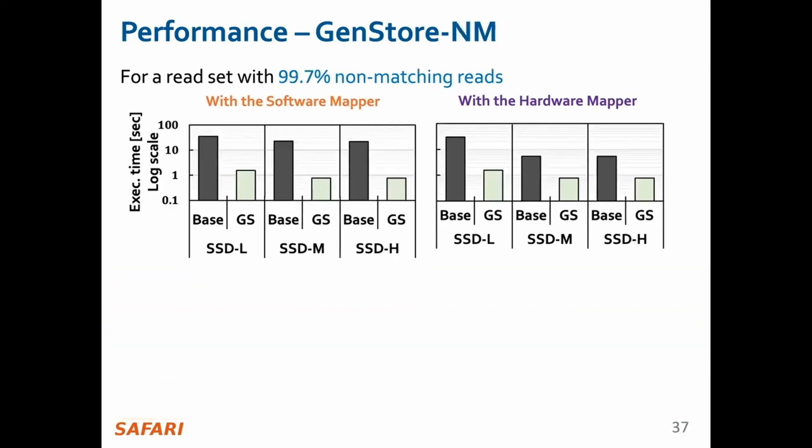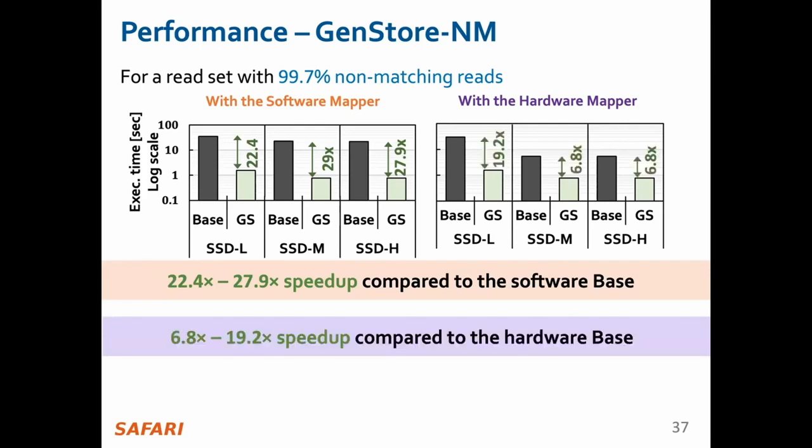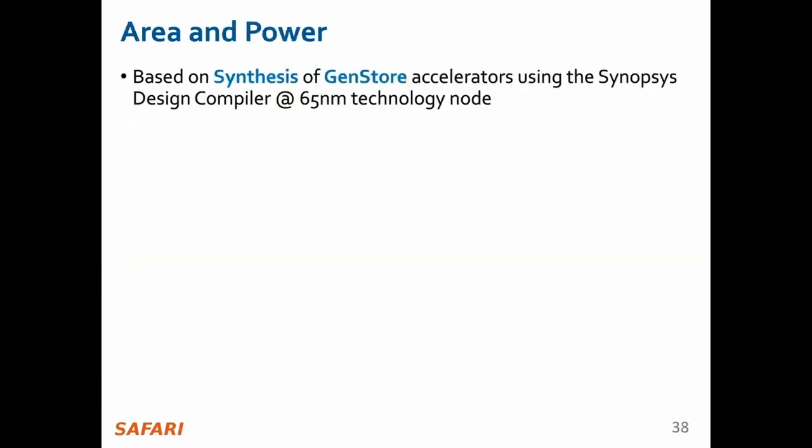Now we analyze the benefits of GenStore-NM for a 12 gigabyte long read set with a high degree of genetic variation compared to the reference genome, where a large fraction of reads do not match any subsequences in the reference. And we show the benefits on software and hardware mappers. GenStore provides up to 27.9 times speedup compared to the software baseline, and up to 19.2 times speedup compared to the hardware baseline, and on average 27.2 times energy reduction on this input data set, which has very high genetic variation.